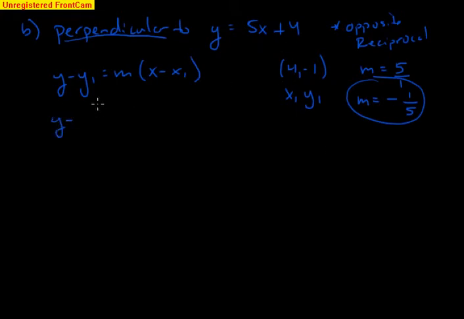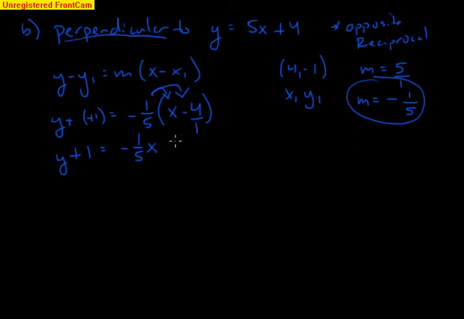Y minus y1 is -1 equals our slope of -1/5 times x minus 4. Plus plus again here, distribute the -1/5. Y plus 1 equals -1/5 x, and the -1/5 times -4, put that 4 over 1, positive 4/5. Now, we need to get y by itself, so we subtract 1. So we have y equals -1/5 x.